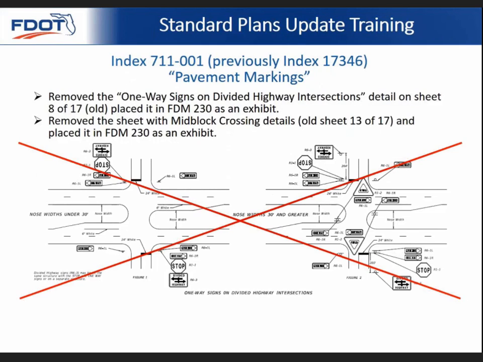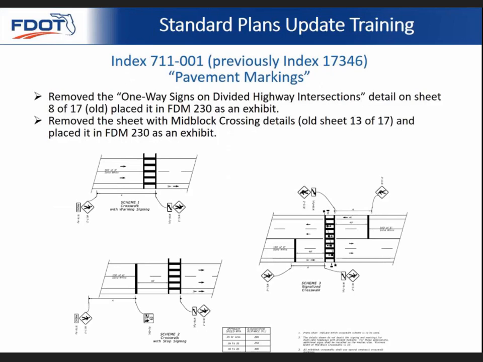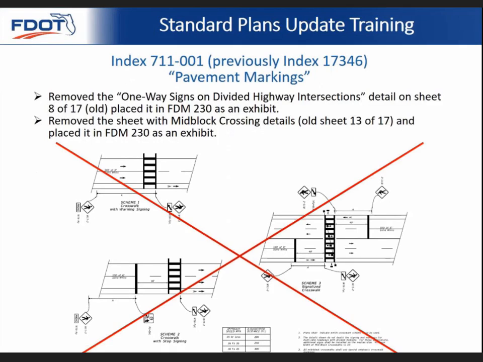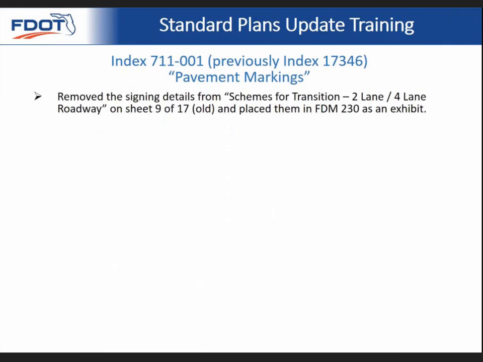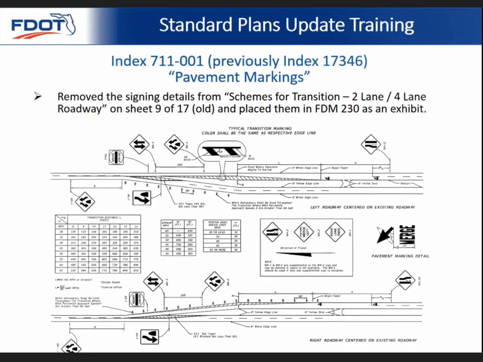This is the same case with the mid-block crossing details that were on the old sheet 13 of 17. This has also been placed in the FDM 230 as an exhibit. The signing details for schemes for transition 2-lane to 4-lane roadway on the old sheet 9 of 17 have been removed from that detail and placed in FDM 230 as an exhibit.